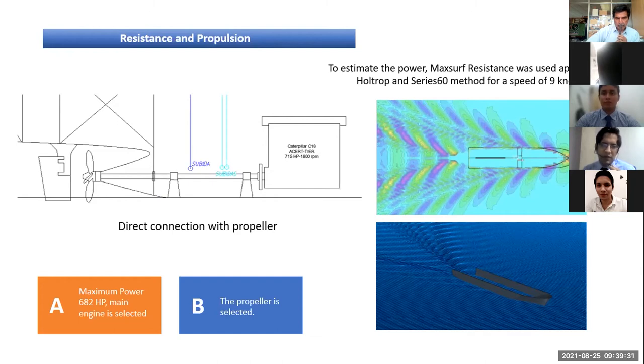In our case, with this resistance, we have a maximum horsepower requirement of about 682. So we select an engine, a Caterpillar C18, with a horsepower of 710. For the propeller section, we analyze with the Wageningen curves, and we estimate that the diameter of the propeller is approximately 1.7 meters and the pitch is 3.7 meters.